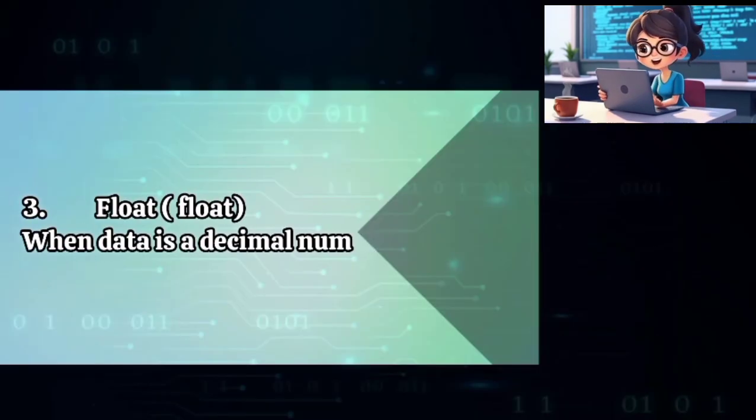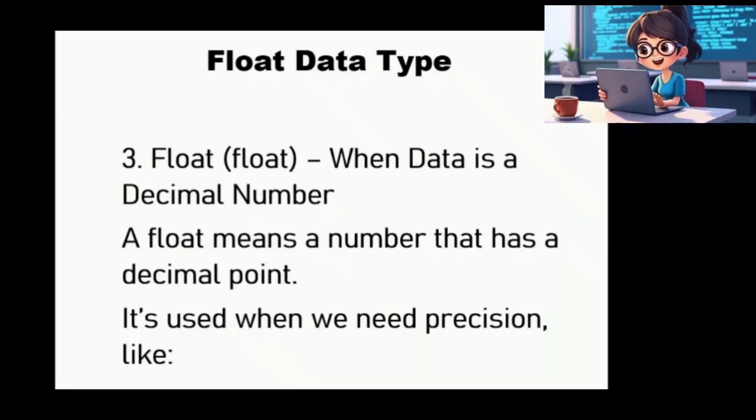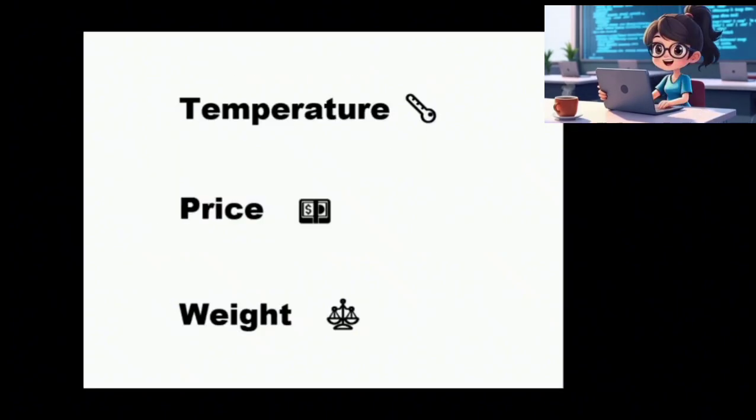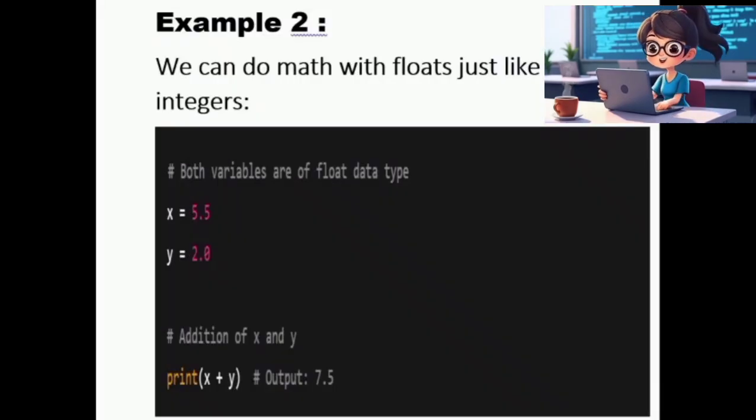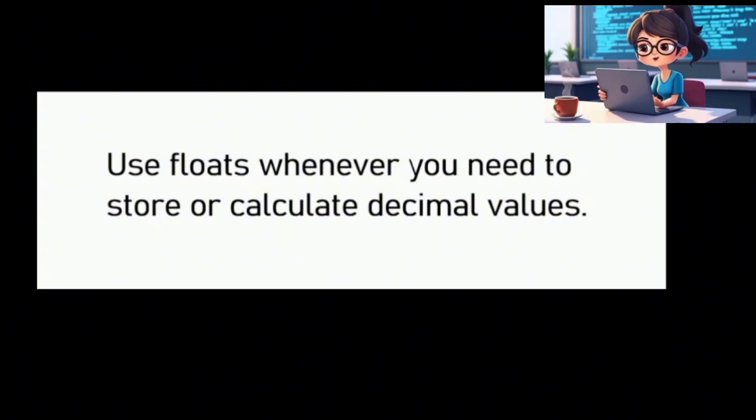3. Float. When data is a decimal number, a float means a number that has a decimal point. It's used when we need precision, like temperature, price, weight. Example 1: temperature equals 36.6, price equals 499.99, print type price. We can do math with floats just like integers. Example 2: x equals 5.5, y equals 2.0, print x plus y. Output: 7.5. Use floats whenever you need to store or calculate decimal values.